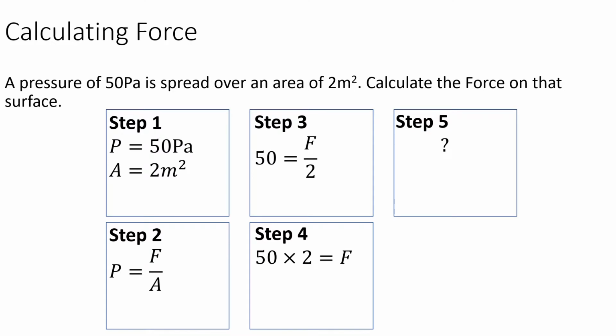Calculating the force again. A pressure of 50 pascals is spread over an area of 2 meters squared. Calculate the force on that surface. Step 1, write down what you've got. Step 2, write the equation. Step 3, substitute in the numbers. Step 4 is to rearrange to make F the subject of the formula, and I've left step 5 for you to complete. So copy down what's on screen and complete it.